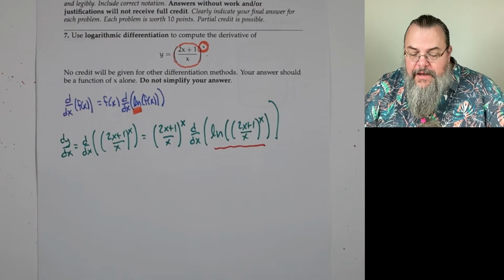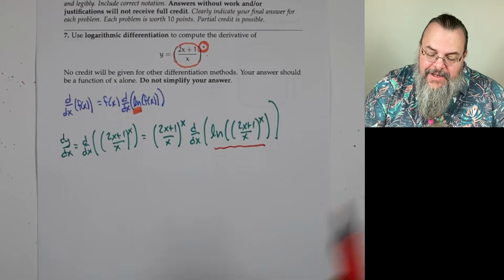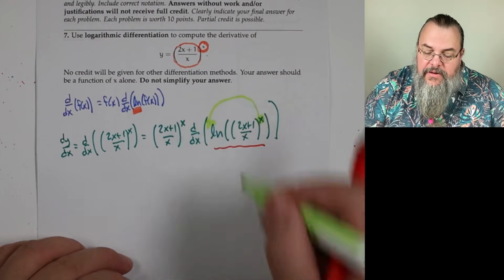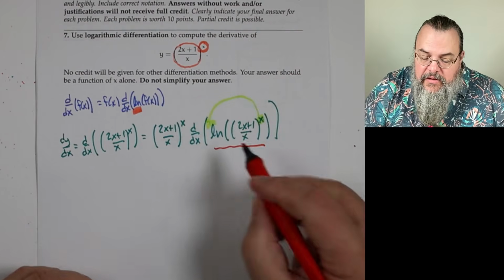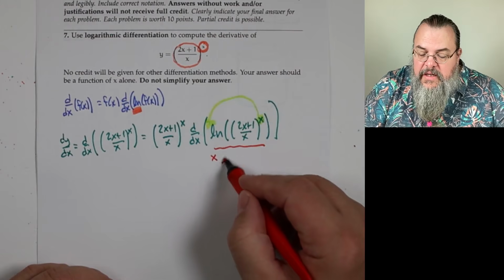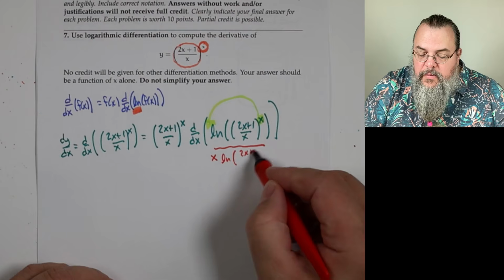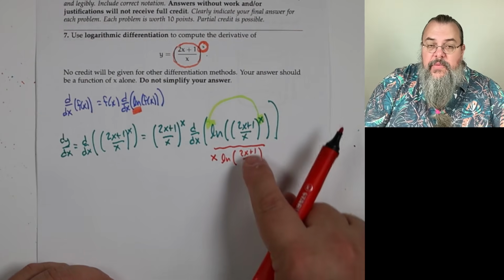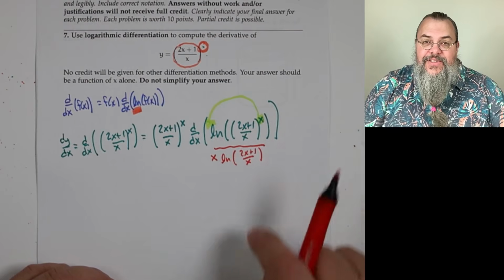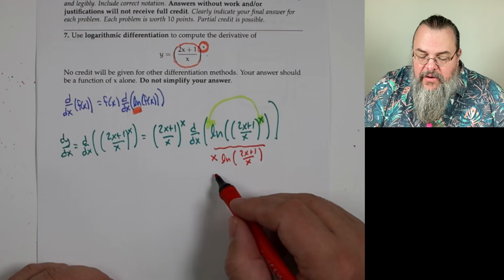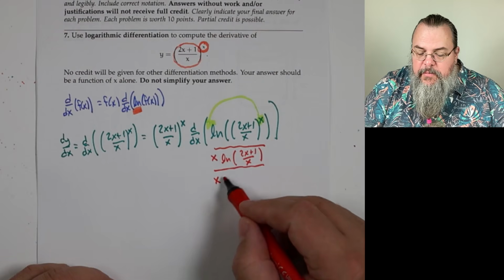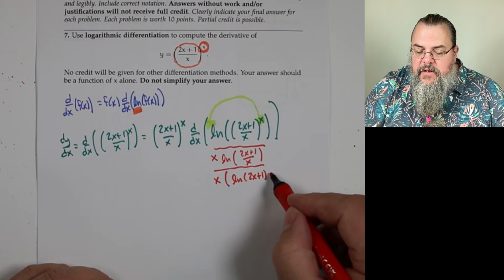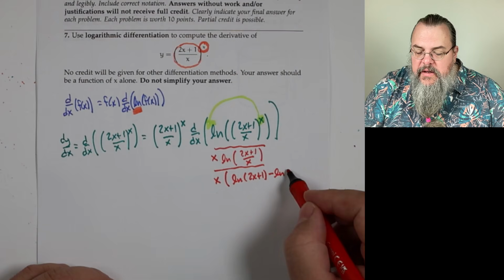We have an x upstairs. And that x upstairs is going to go down. So I say, hey, this is the same as x times the natural log of (2x plus 1 over x). But then we're like, whoa, wait. I see division inside the log. So this can be written as x times (log of 2x plus 1 minus log of x).